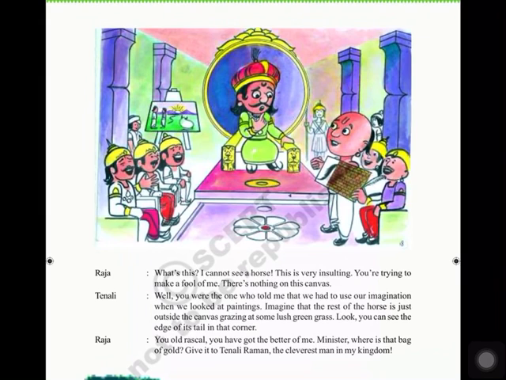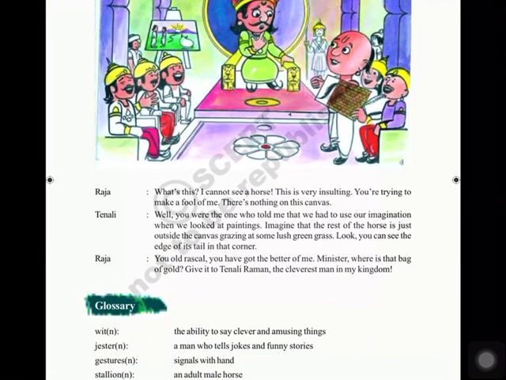Raja: You old rascal, you have got the better of me. Okay, I am convinced. Minister, where is that bag of gold? Give it to Tenali Raman, the cleverest man in my kingdom. Anyhow, Tenali Raman won the bet. All were satisfied and they started laughing due to his wit and intelligence.